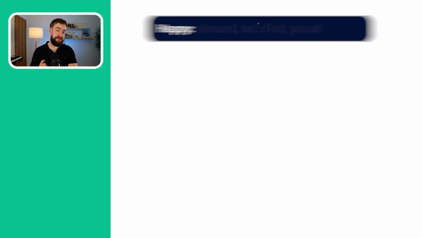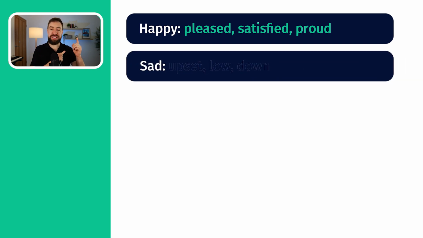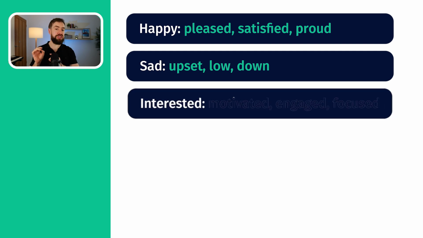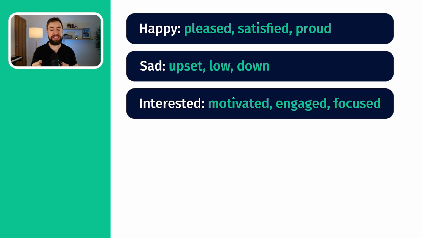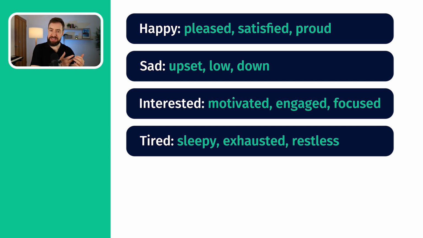First of all, we have happy. So very simple, very normal word. So instead we could say pleased, we could say satisfied, we could say proud. If someone is sad, we could say that person is upset, or they are low, or they are down. If they're interested in something, we could say they are motivated, they are engaged in, or they are focused on that thing. And if they look tired, we could say they're sleepy, they're exhausted, or they're restless. Restless is like they want to sleep, but they feel maybe a bit nervous, they can't get to sleep, that kind of feeling.